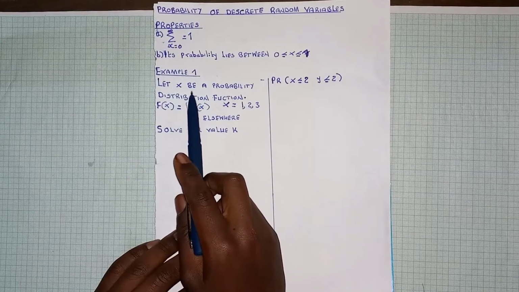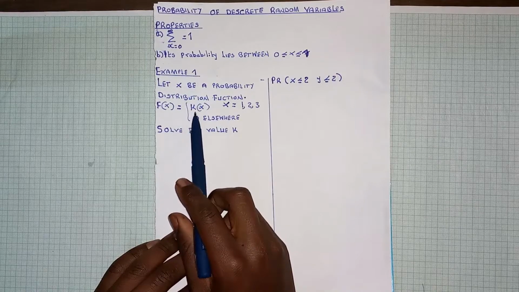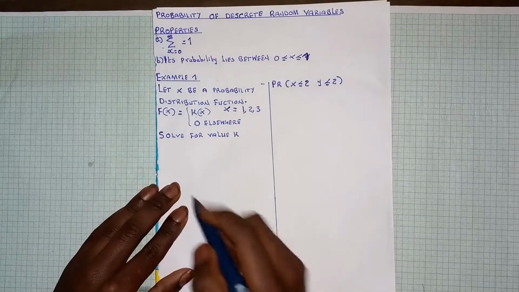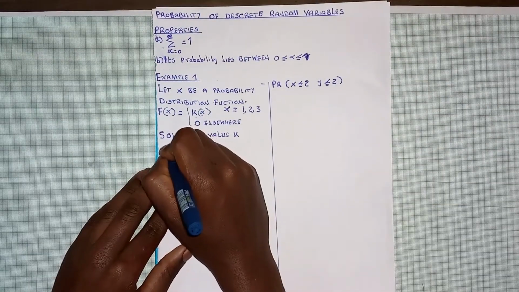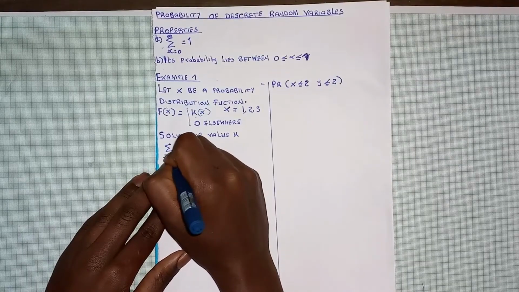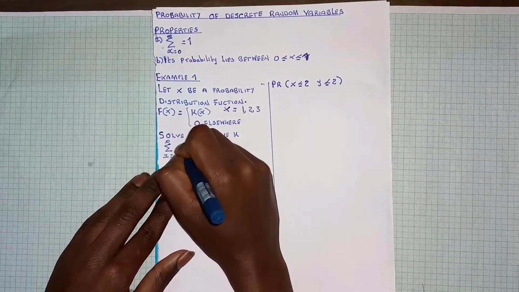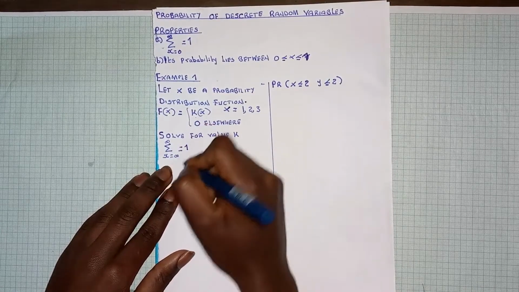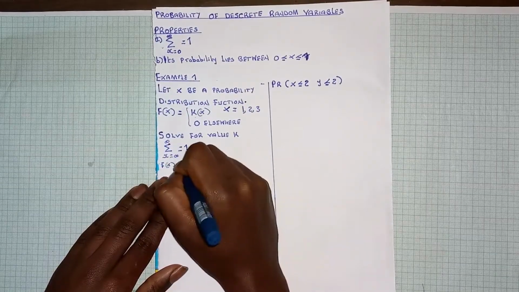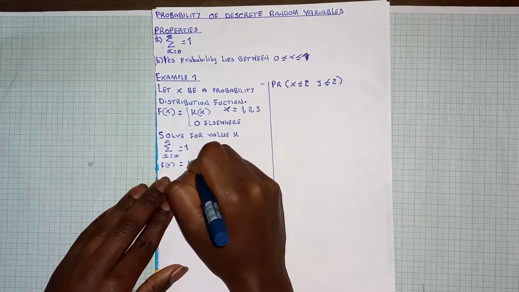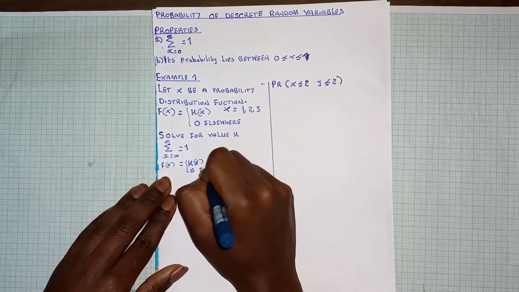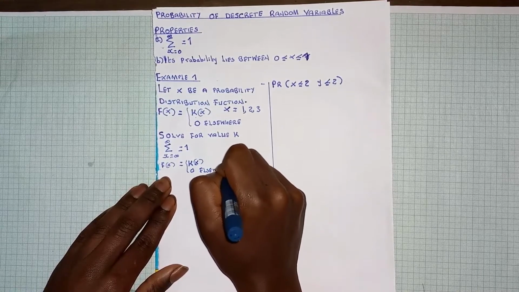Example 1. Let x be a random variable with probability distribution function f(x) equals kx, where x takes the values 1, 2 and 3, and 0 elsewhere. So the summation over x of f(x) is equal to 1.